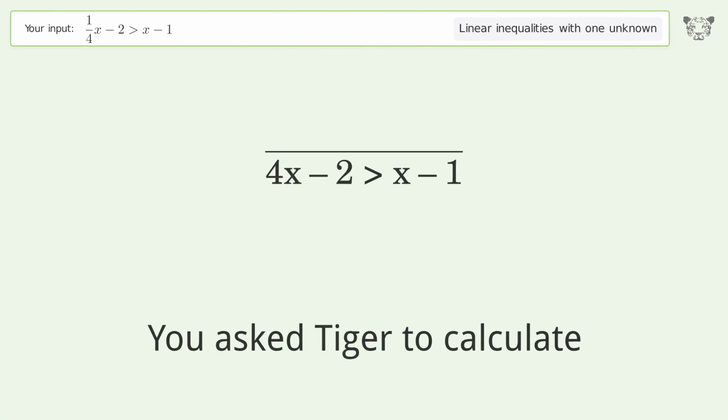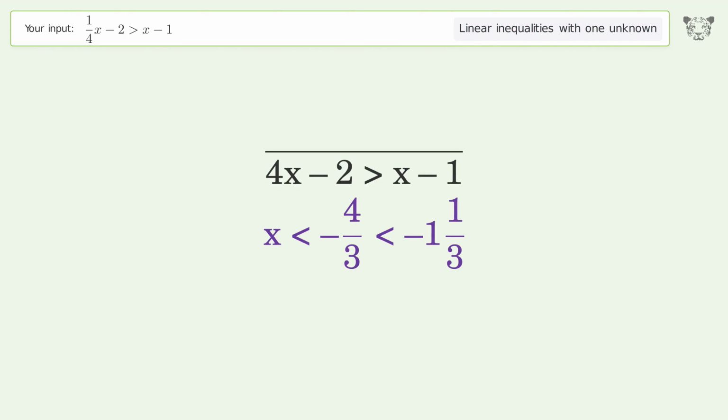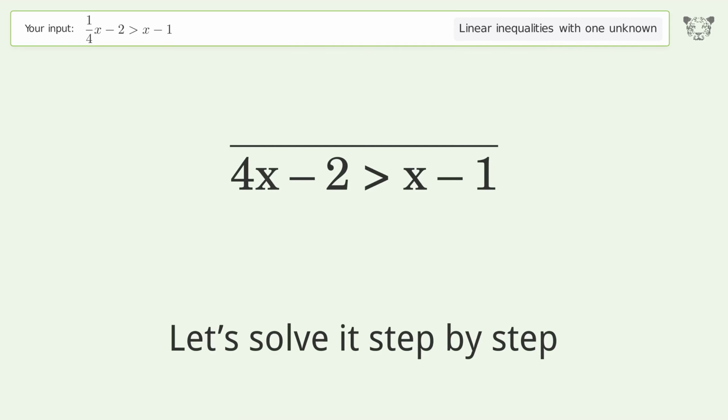You ask Tiger to calculate. This deals with linear inequalities with one unknown. The final result is x smaller than -4/3, smaller than -11/3. Let's solve it step by step.